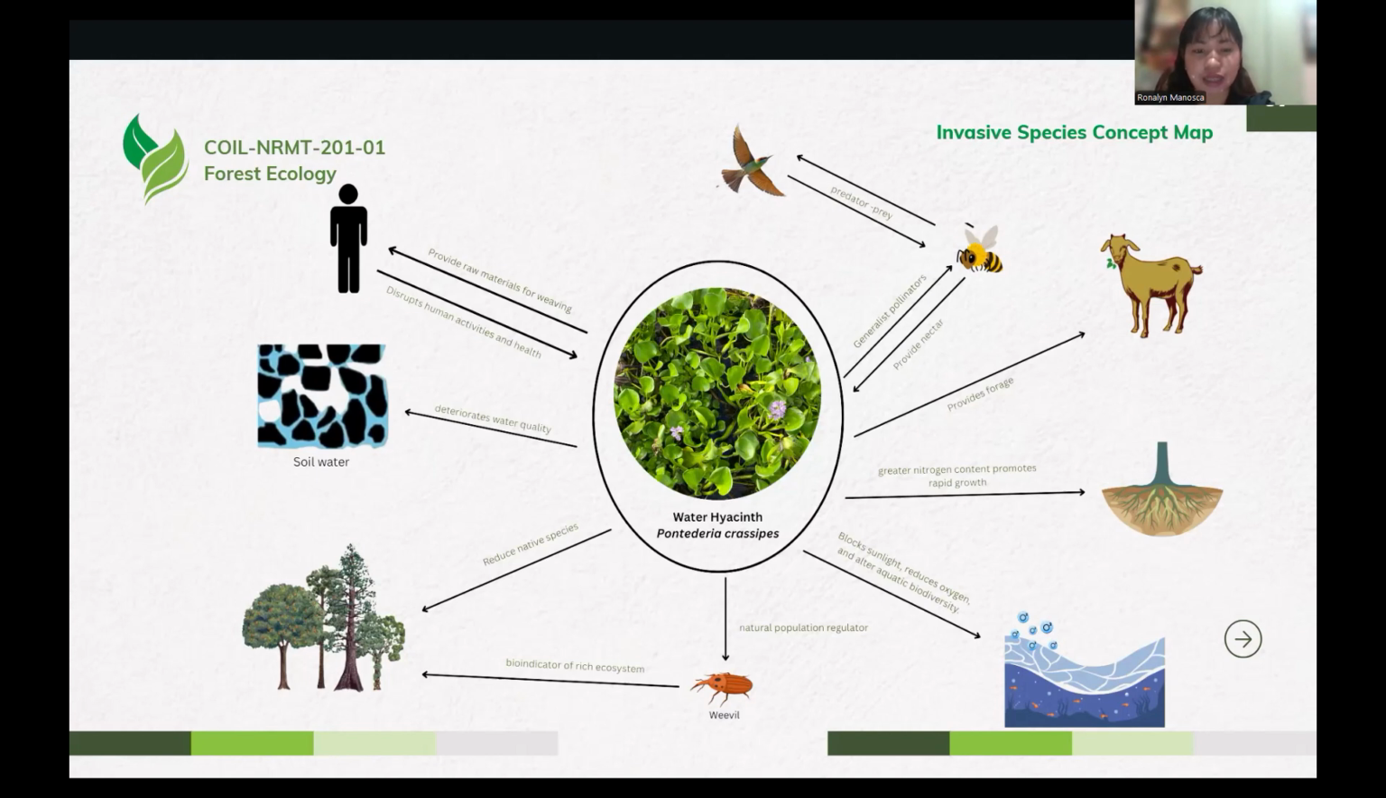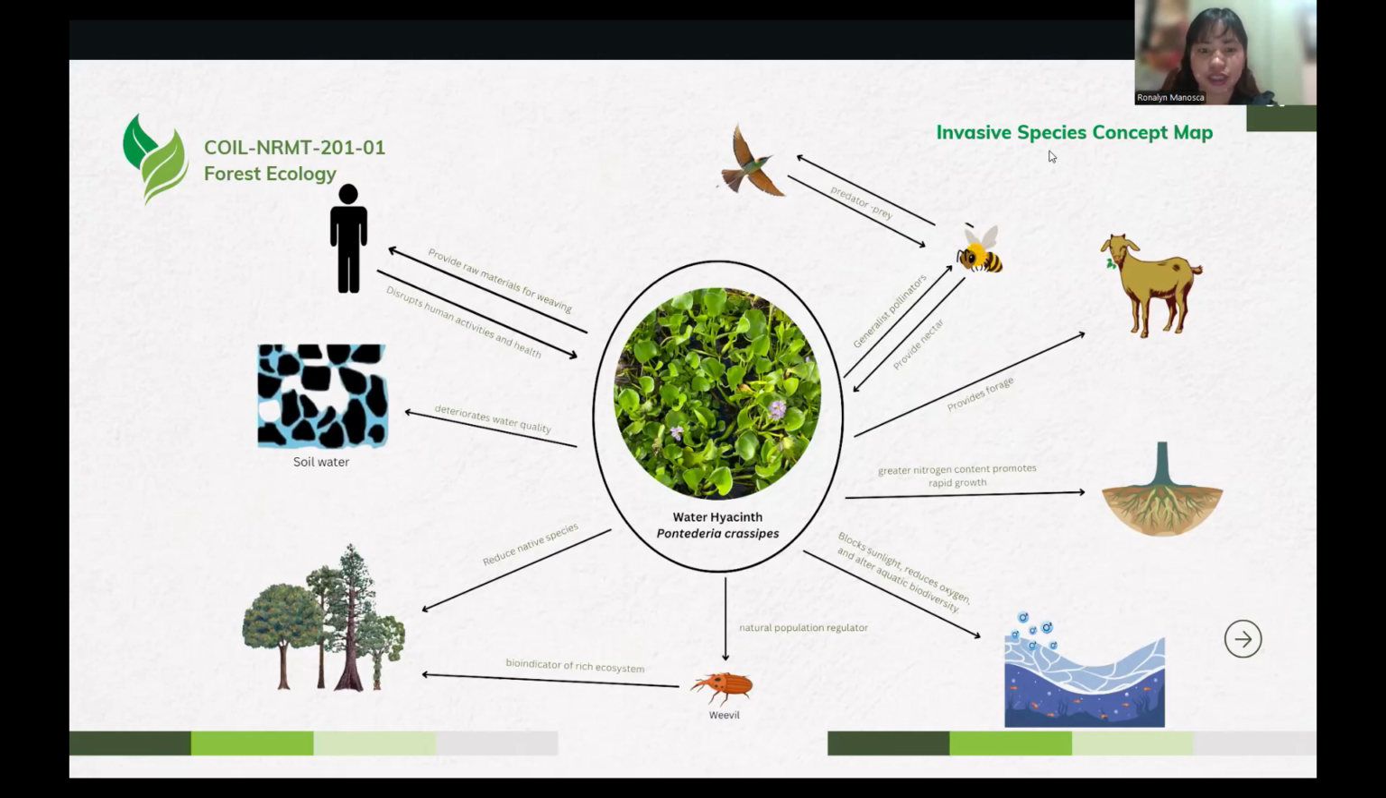For humans, the plants can also be used for weaving, compost, and biofuel, but dense infestations obstruct fishing routes, irrigation systems, and transportation. Stagnant water under the mats also creates breeding grounds for mosquitoes, increasing health risks. In some cases, such as during Typhoon Frank in 2008, water hyacinth even worsened the flooding. Overall, water hyacinth continues to threaten our biodiversity, local livelihood, and public health. Its rapid spread shows how a single invasive species can significantly alter ecosystems and affect human communities.